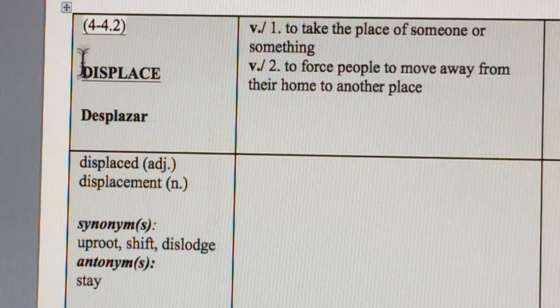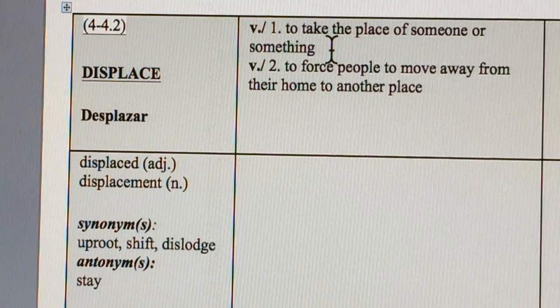Displace has two syllables, and the emphasis or stress is on the second syllable, place. So we say displace, displace. We have two definitions, and both of them are verbs. The first one is to take the place of someone or something.